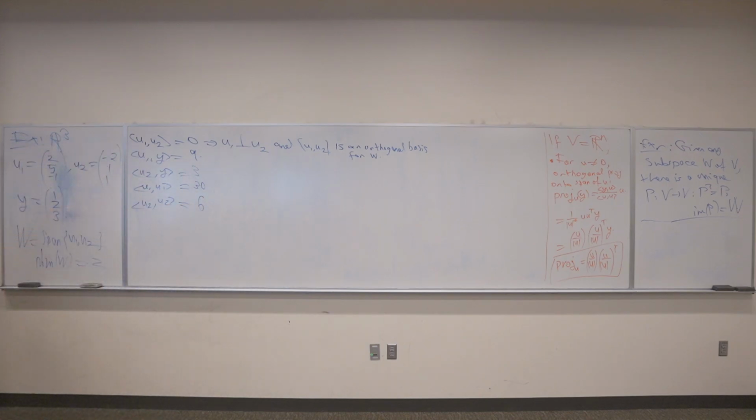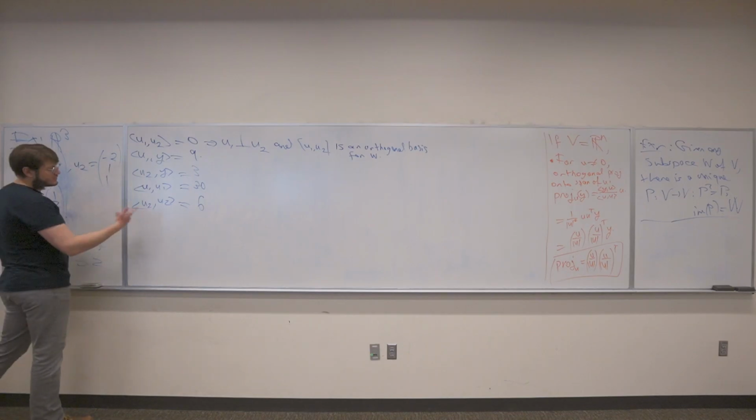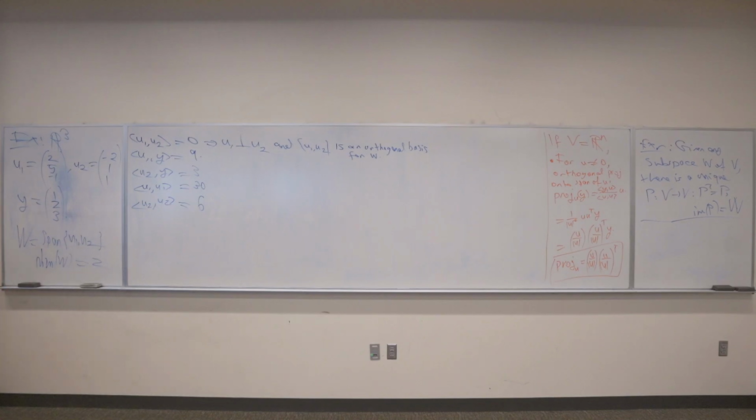So whenever you have a problem about orthogonal projections, you're going to need all these inner products. I would suggest just compute them on the side right from the get-go. You're going to need these scalars. These scalars are important.